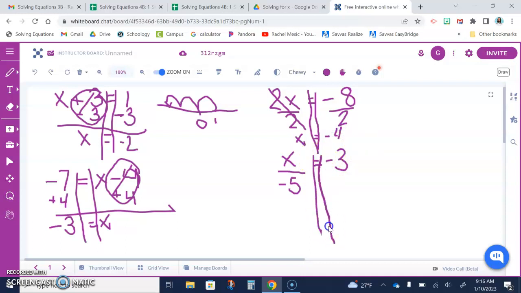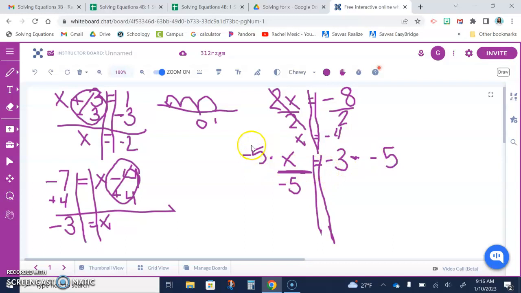And for the last one here, this fraction bar means division. The inverse of division is multiplication. So we're going to multiply both sides by that negative 5. We always want to use the number that's with the x. And we'll do it to both sides. Sorry, that's kind of sloppy.